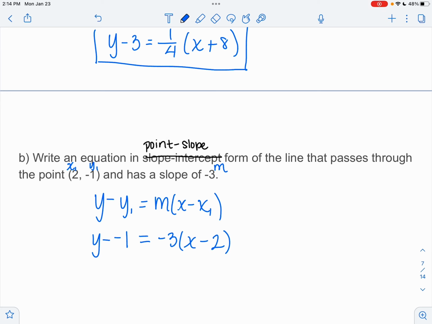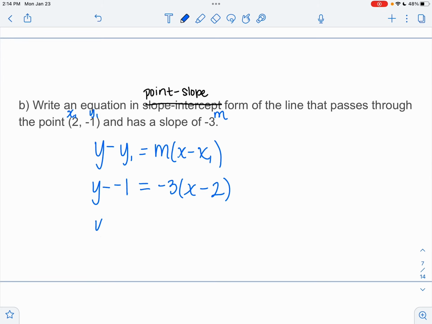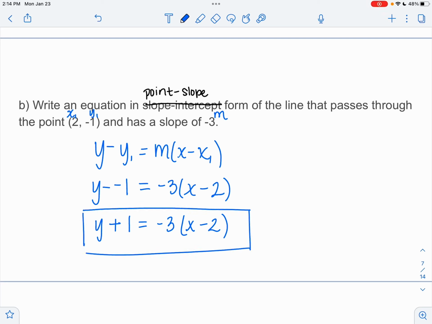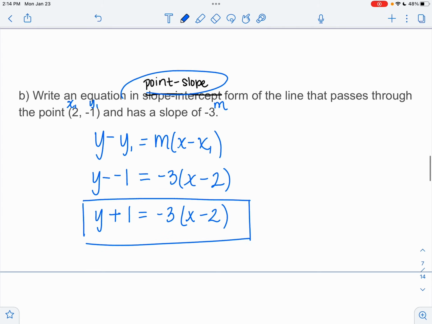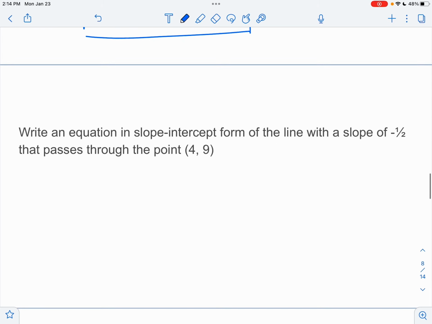-2. And I'll just change the double negative to a plus. It might seem bizarre maybe that we're not distributing or we're not getting the y by itself, but if it says point slope form, remember we're not isolating y. But if it says slope intercept form, like this problem does, then we are isolating y.